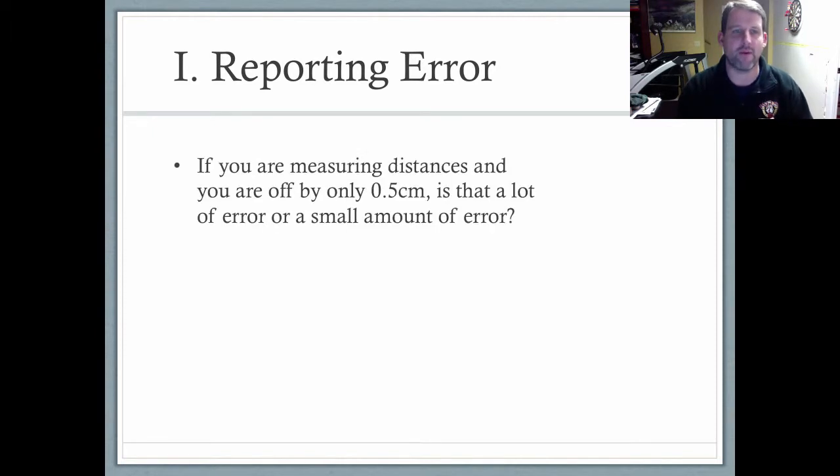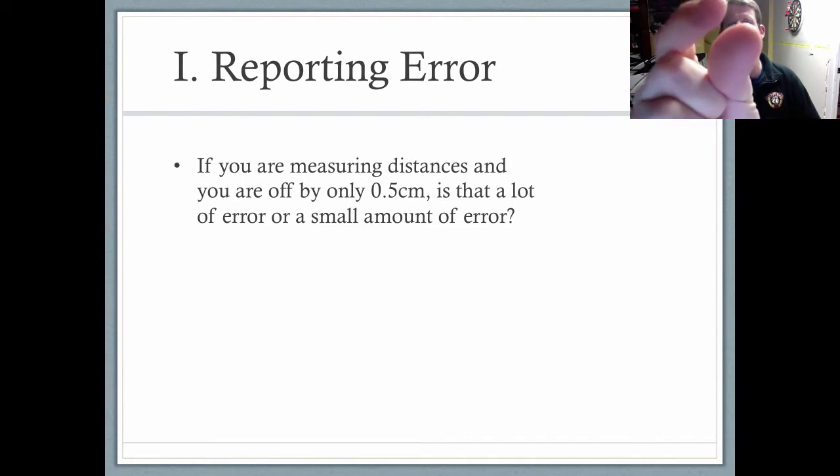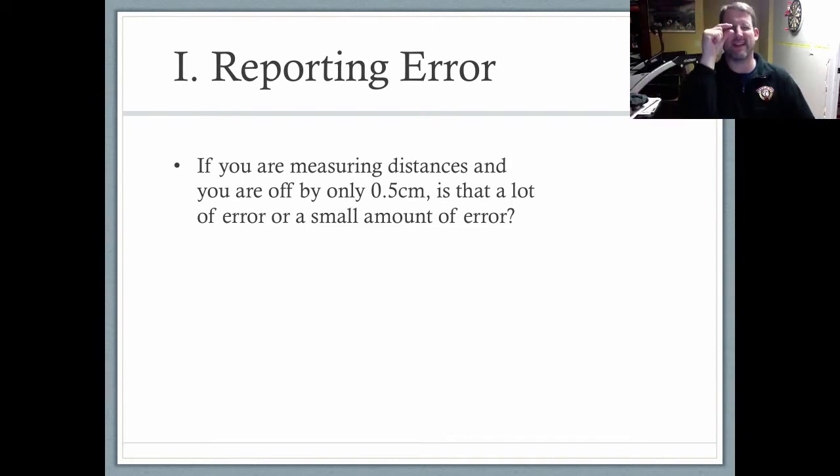So as we report error, we really have two things to think about. One is the amount of error, like one of those columns is amount of error, and the other is the percent error, and that's that second column. And so to start the discussion, let's talk about this. So let's say you were measuring the distance of something and you're only off by half a centimeter, 0.5 centimeter. That's like this much, right? It's probably big on the screen because my hand is close to the video, but it's like not very much, like this little bitty bit, right?